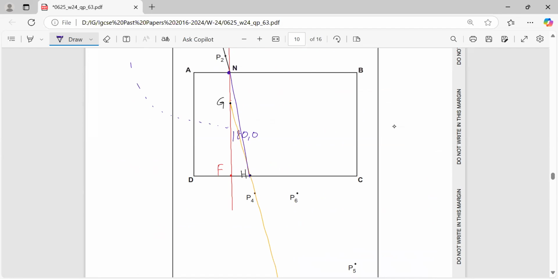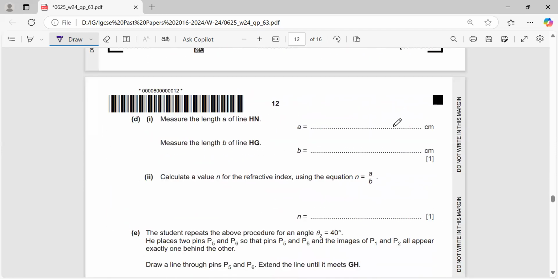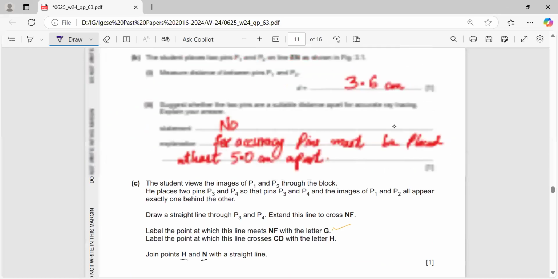This is simply a practice. My lines are not exactly according to the mark scheme, so some answers will definitely differ from the mark scheme's point of view. For me, this HN is 6 centimeters. HN is 6 centimeters. I'm going to write 6.0. Now HG.